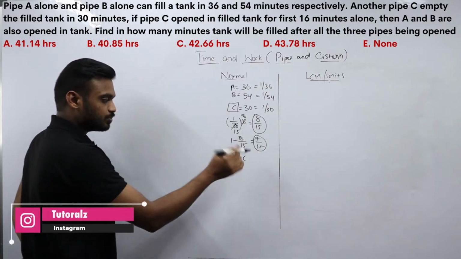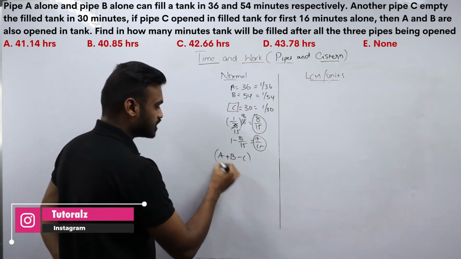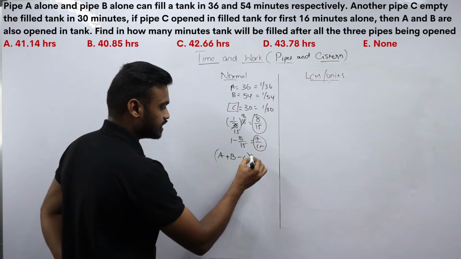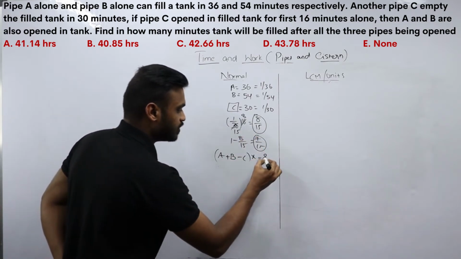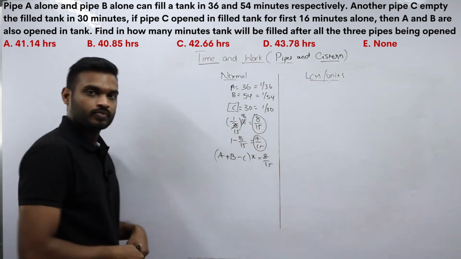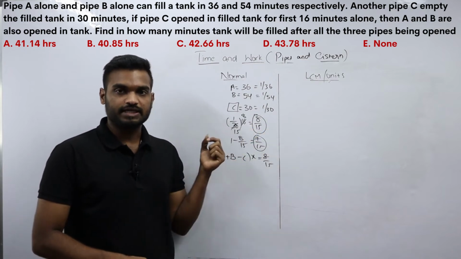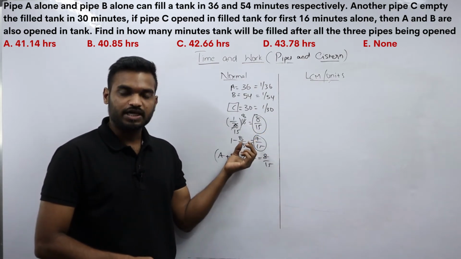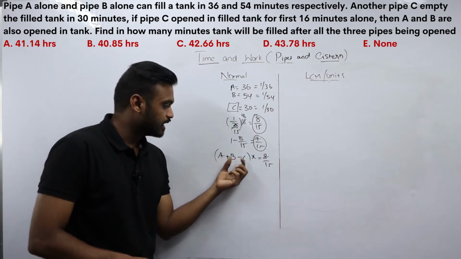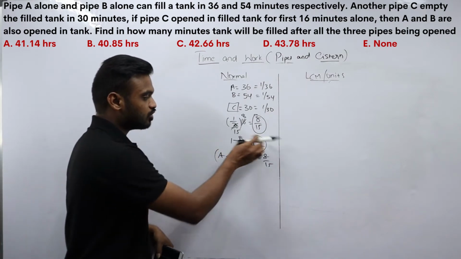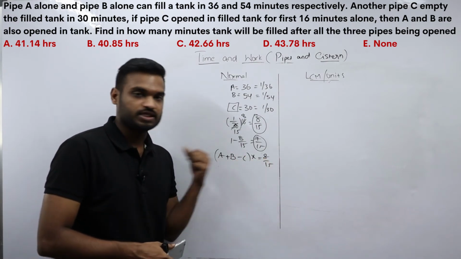Since C is removing the work, that's the reason I am keeping a negative symbol for C. So they are working together. We don't know how many minutes they are working, so I am considering it as X to finish the removed part, that is 8 by 15th part of the tank. For the first 16 minutes C has removed 8 by 15th part of the tank. Now only 7 by 15th part of the tank is already full. Now what is the total work to be done by A, B and C? That is 1 minus 7 by 15, that is 8 by 15th part of the tank needs to be filled by A, B and C.